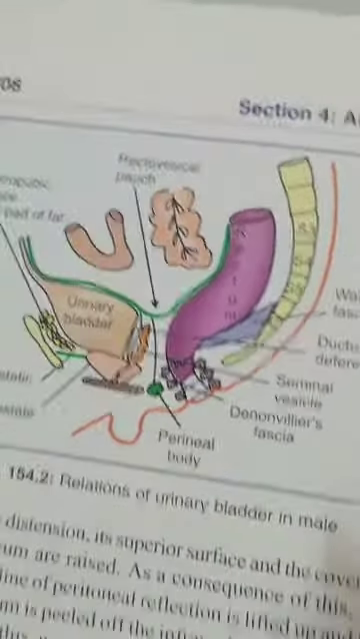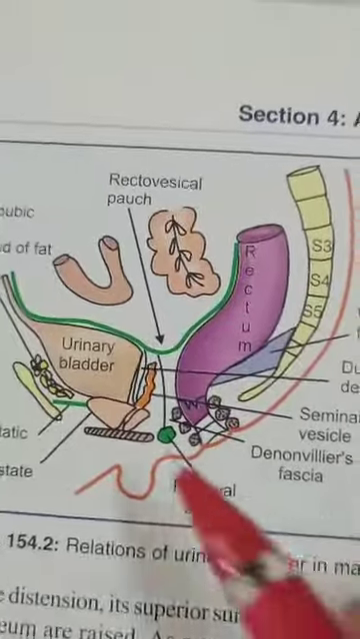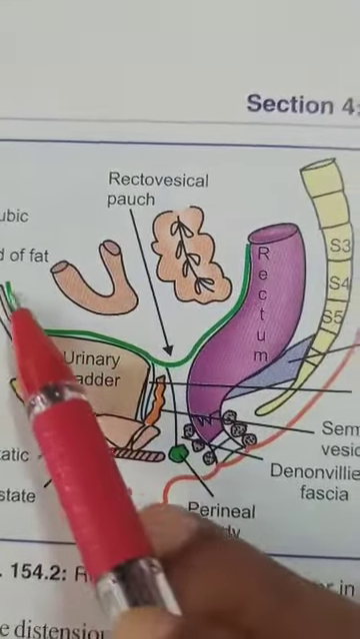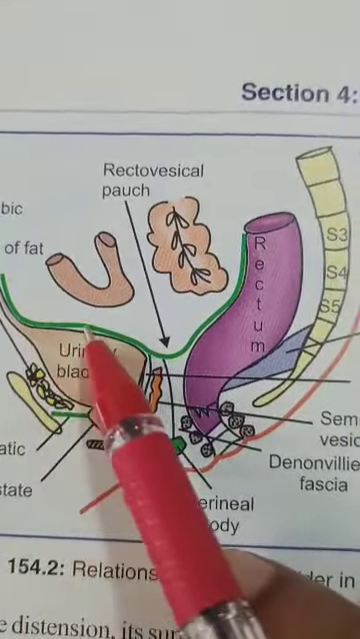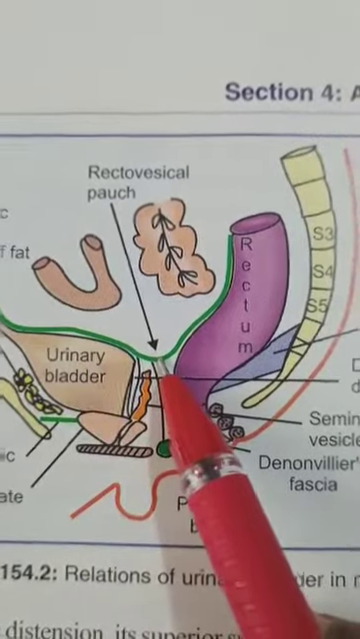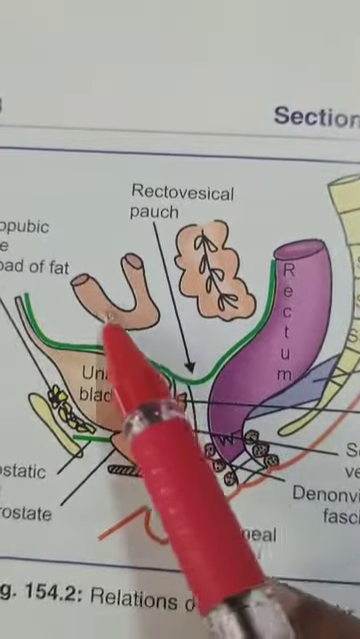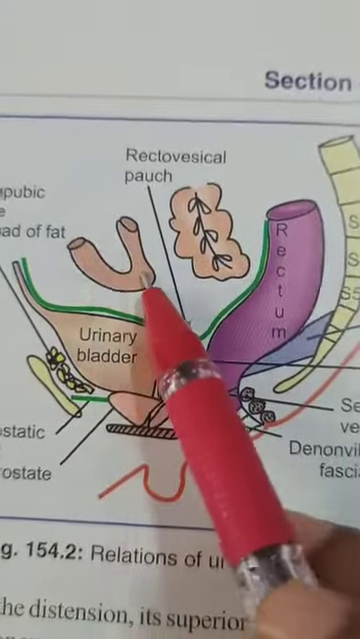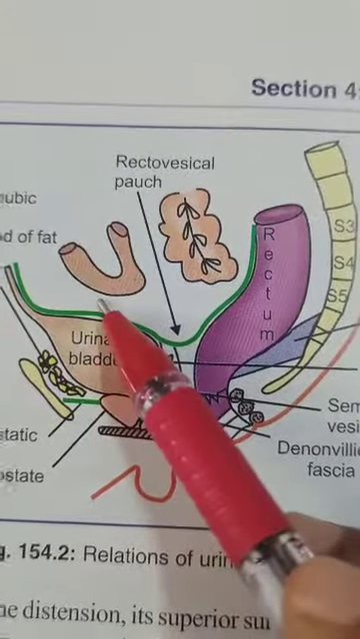Then coming to the superior surface. So this is the superior surface of the urinary bladder. We can see it is related to peritoneum. Here a green color structure, that is the peritoneum, and it is related to small intestine. This is small intestine. Coils of the small intestine, we can see, are related to the superior surface.